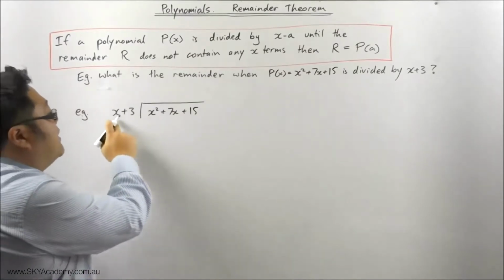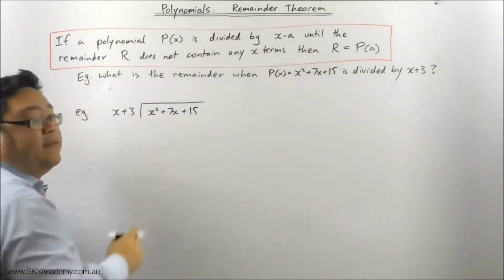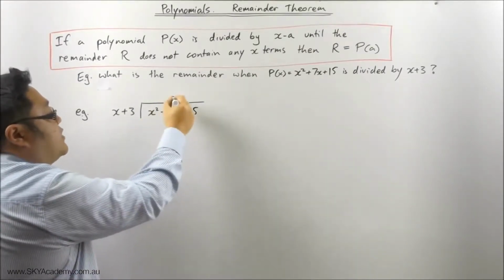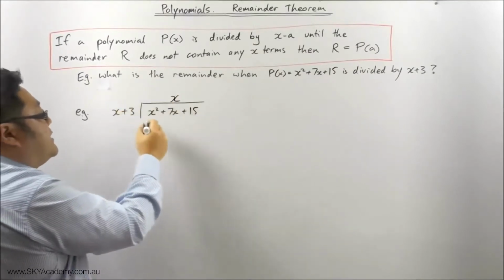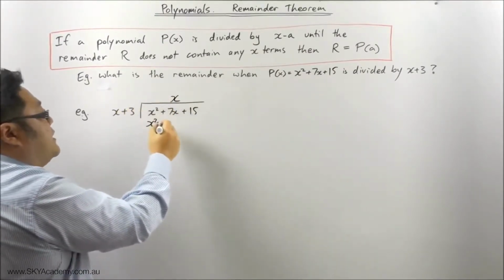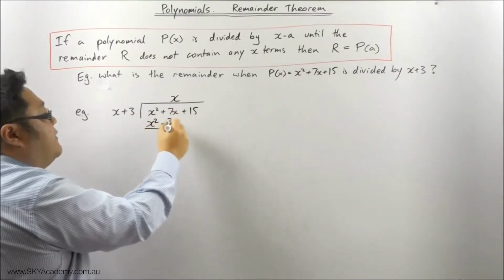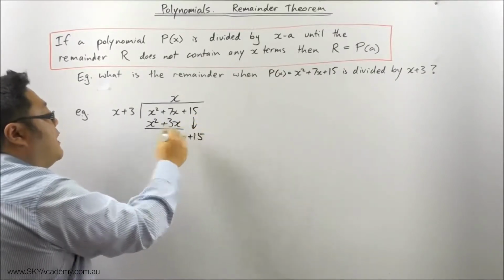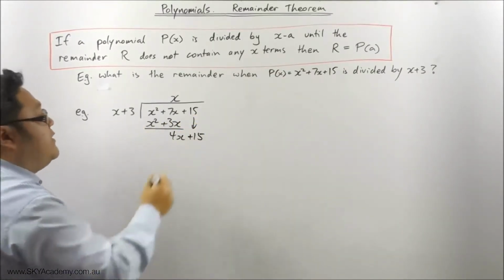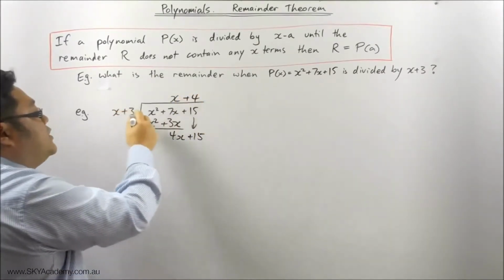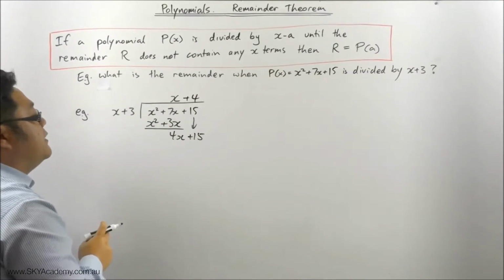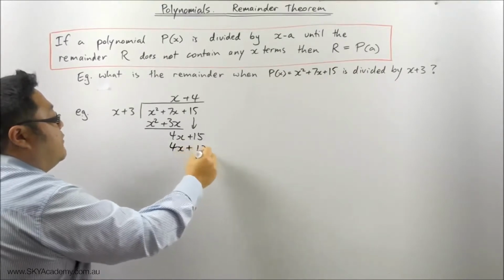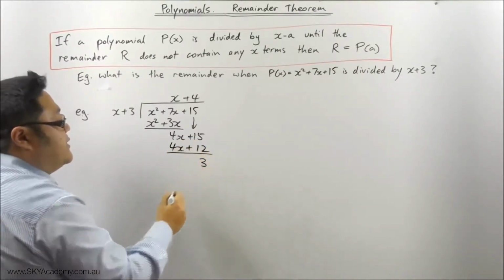Okay, so basically what you've got is x plus 3 into x squared plus 7x plus 15. x plus 3 is going to x squared plus 7x times, so we'll put x up the top. x times x is x squared. x times 3 is plus 3x. You minus, and that gives you 4x. Bring down the 15. Then you've got x plus 3 into 4x plus 15. The answer is 4. 4 into x plus 3 gives you 4x plus 12. You take away, and your answer is 3.